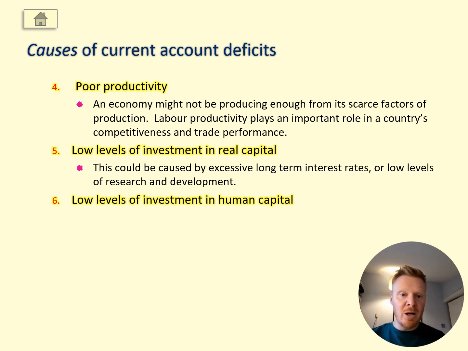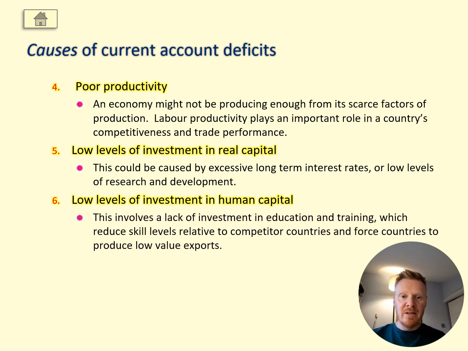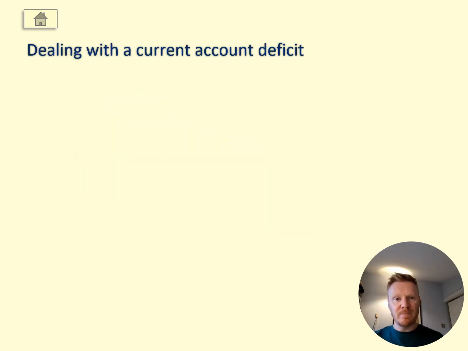Number 6 could be low levels of investment in human capital. That's me and you, education, training, that sort of thing. So this involves a lack of investment in education and training, which reduces skill levels relative to competitor countries and forces countries to produce low value exports.